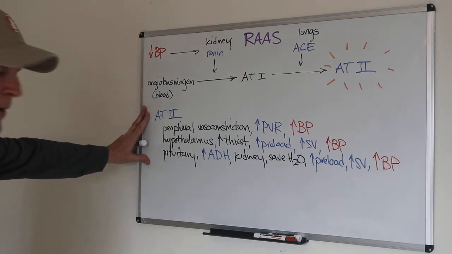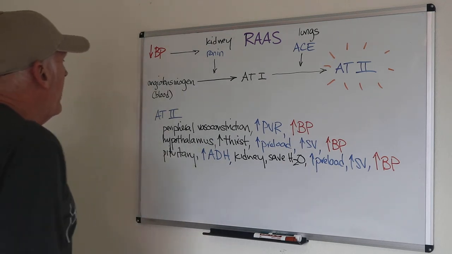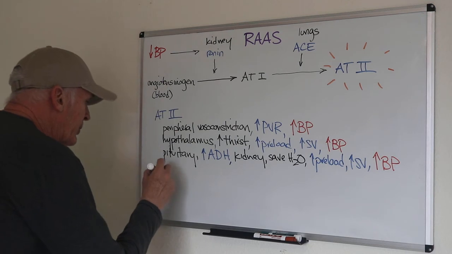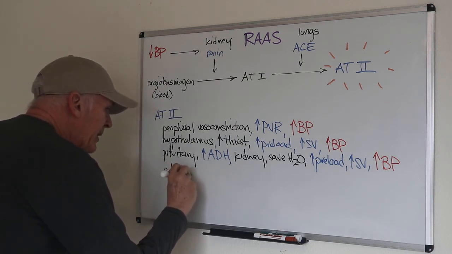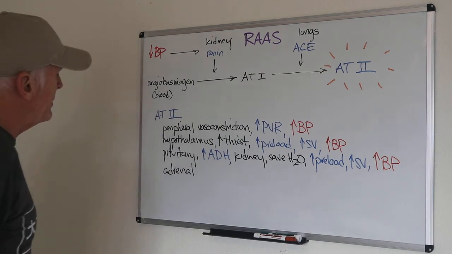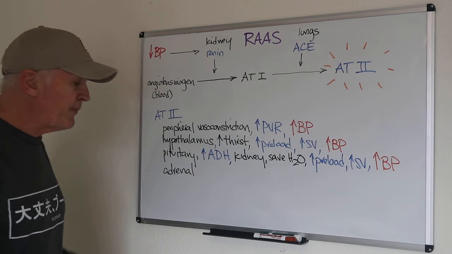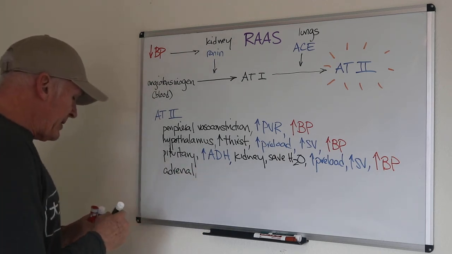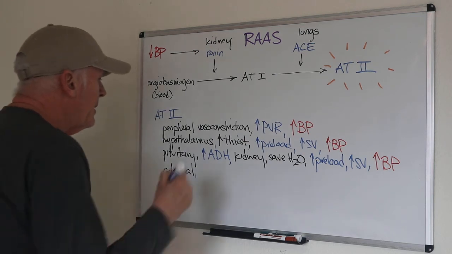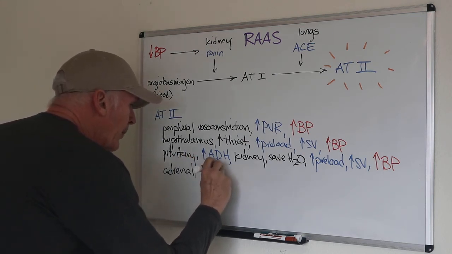There's one more. So, in this case, what's going to happen is angiotensin 2 is going to go to work in the adrenal gland. Specifically, as we'll see when we get to the endocrine system, it's going to go to work in the zona glomerulosa of the adrenal cortex. But for right now, we're just going to put adrenal gland. In the adrenal gland, it's going to cause you to release a hormone called aldosterone.